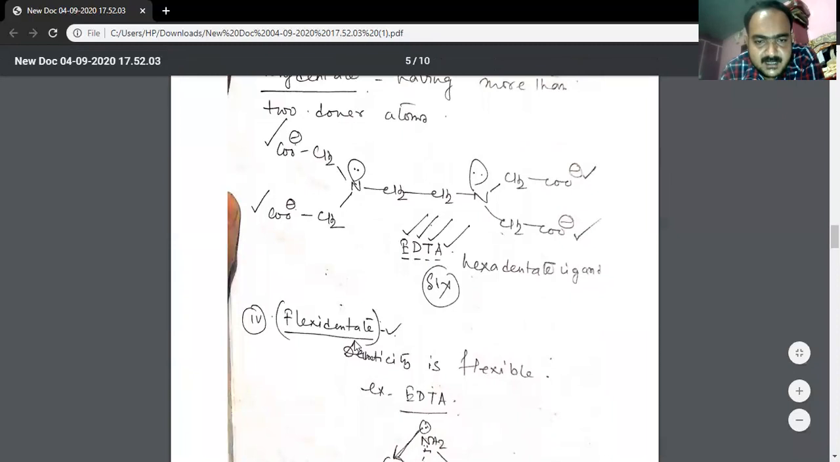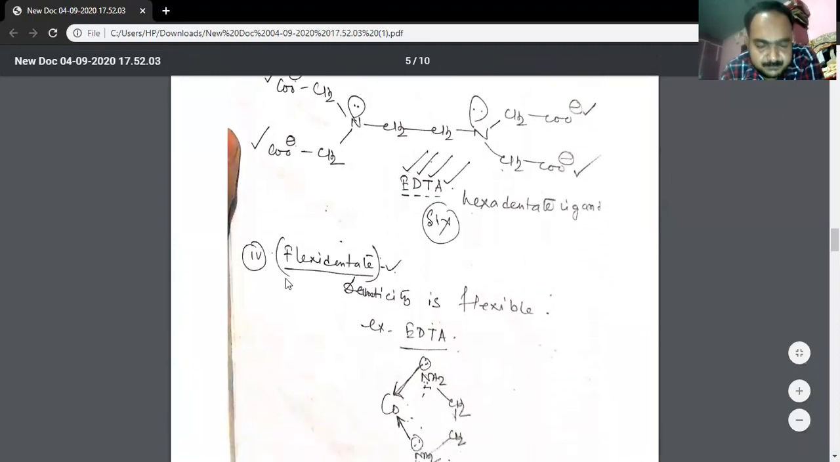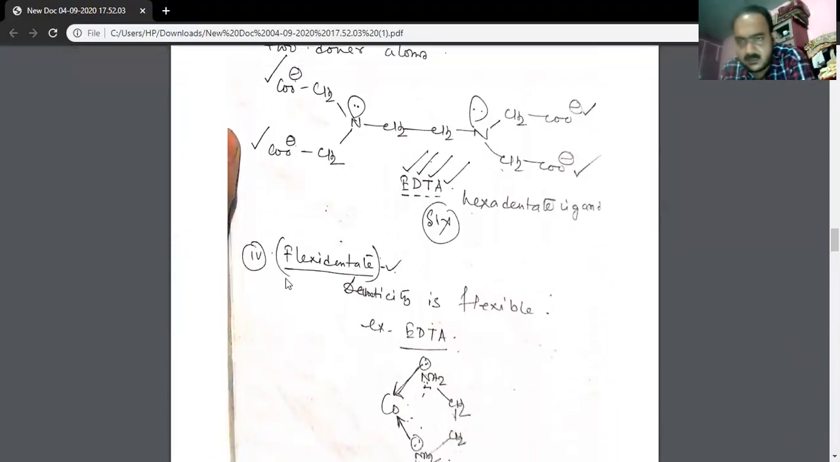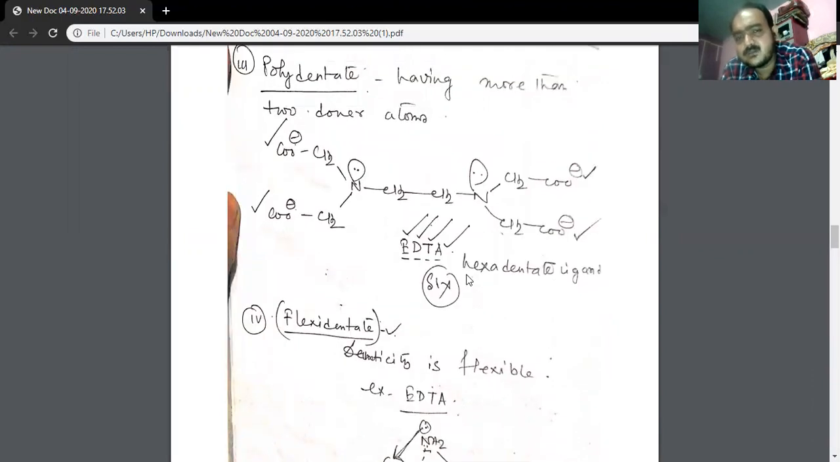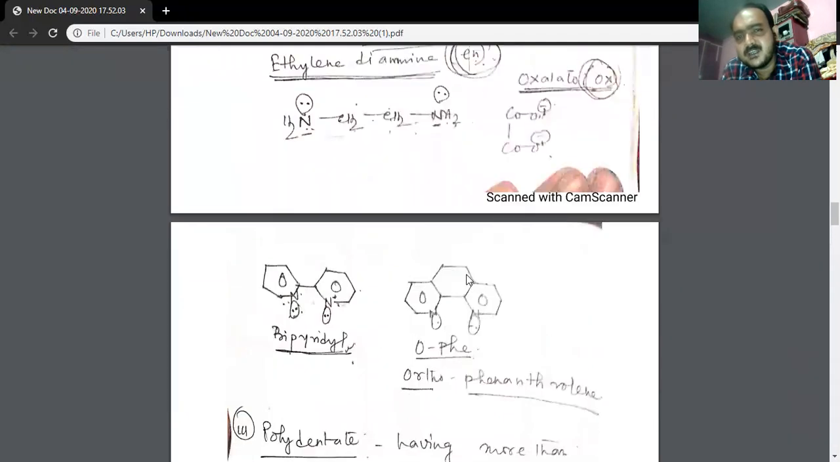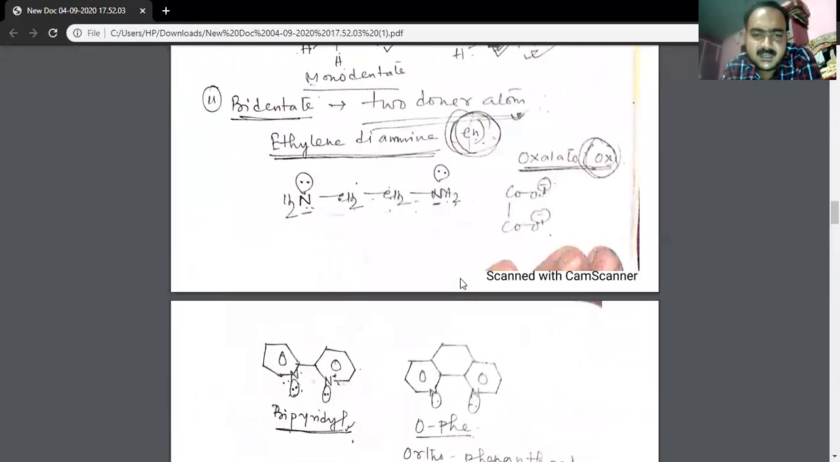Now you should see flexidentate ligand. Flexidentate ligand means the denticity is flexible. In case of EDTA, there are 6 donor atoms, but it can coordinate through only 5 donor sites also, and can also coordinate through 4 donor sites, then its denticity will become pentadentate and tetradentate. So the denticity is flexible in case of EDTA, so it is a flexidentate ligand.